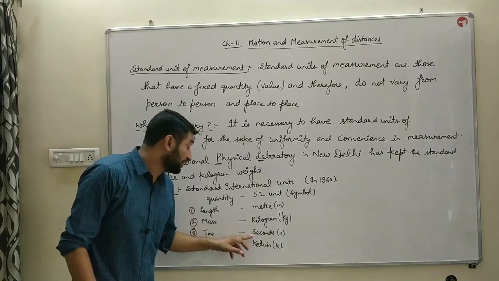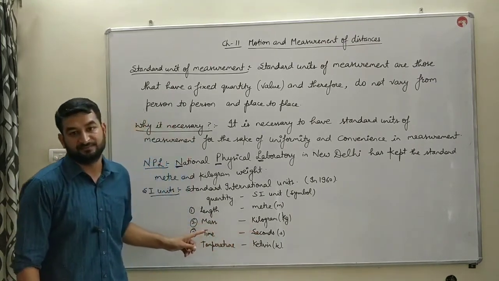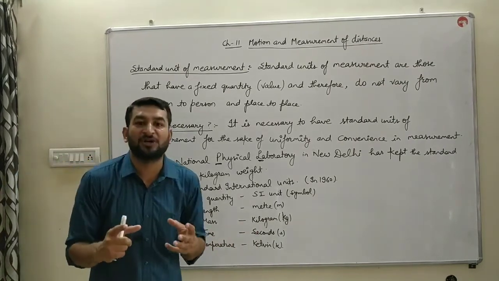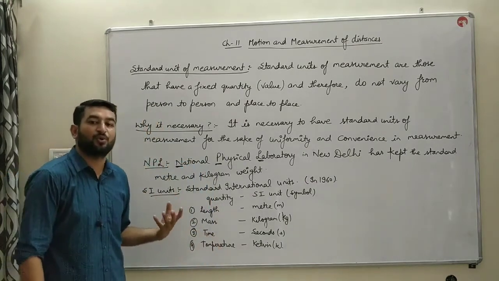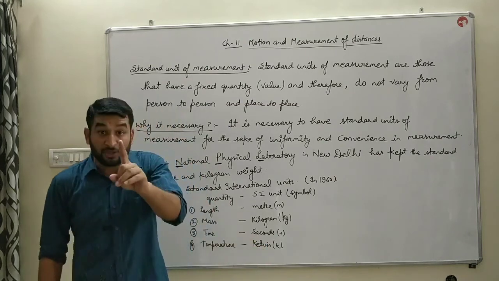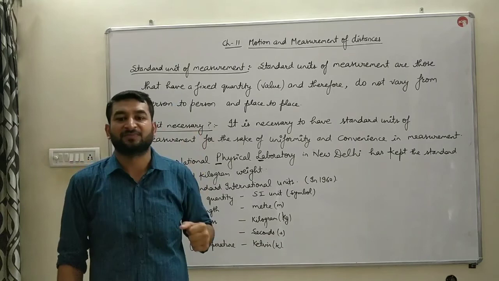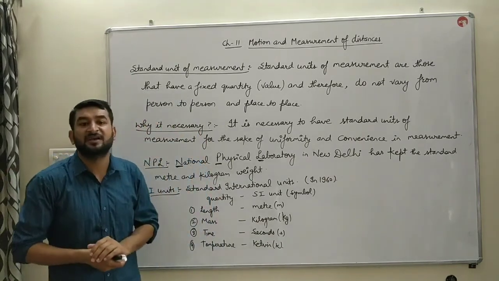Seconds is the SI unit of time, or the Standard International Unit for time. Next one is temperature. The degree of hotness or coldness is known as temperature, bache, and the SI unit for it is Kelvin. But the common unit in which you measure temperature is degree Celsius. But the Standard International Unit for temperature is Kelvin.